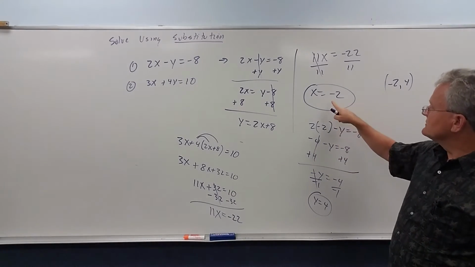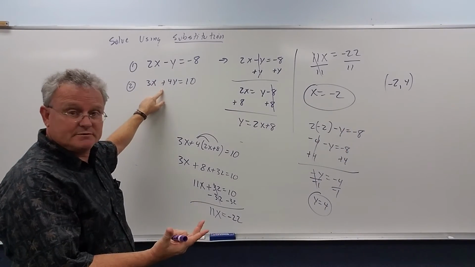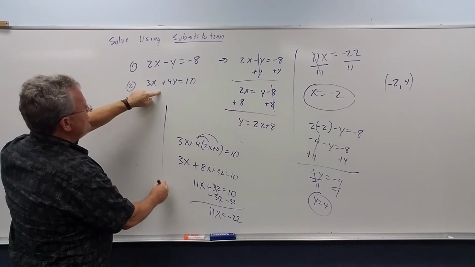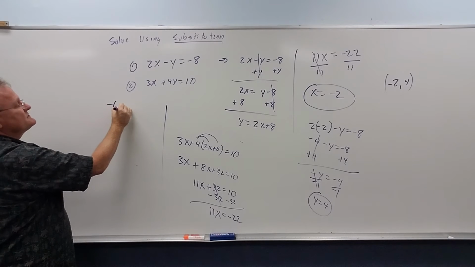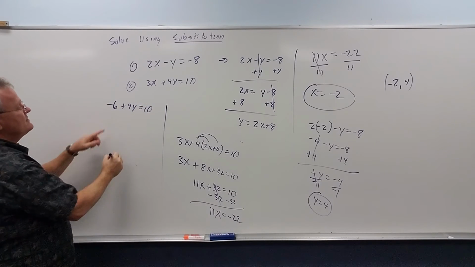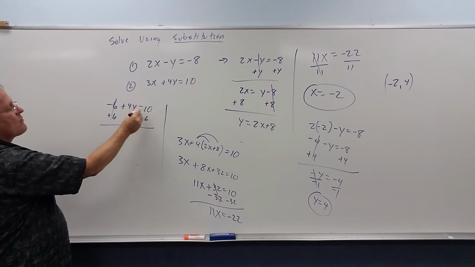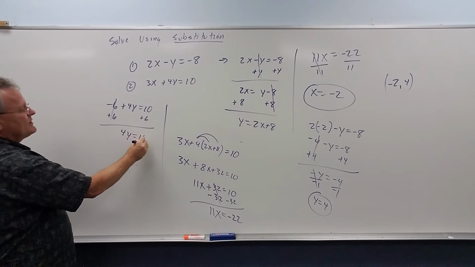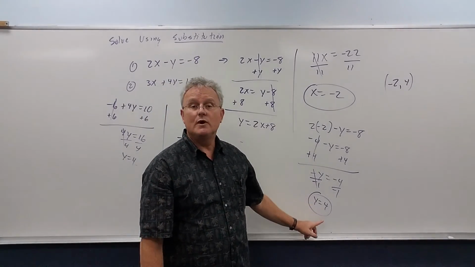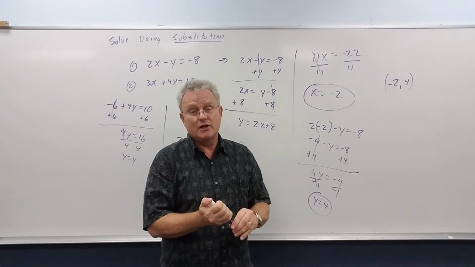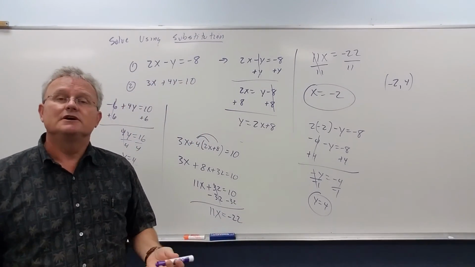Now let me just illustrate that it doesn't matter. Let's say instead of plugging it into this equation, I plug negative 2 into this equation. 3 times negative 2 is negative 6, plus 4y is 10. When I add 6 to both sides, we get 4y equals 16. When I divide by 4, we get y equals 4. It's the same answer we got here. So it doesn't matter which one you plug it into. But that's the idea of solving a system of equations using substitution.